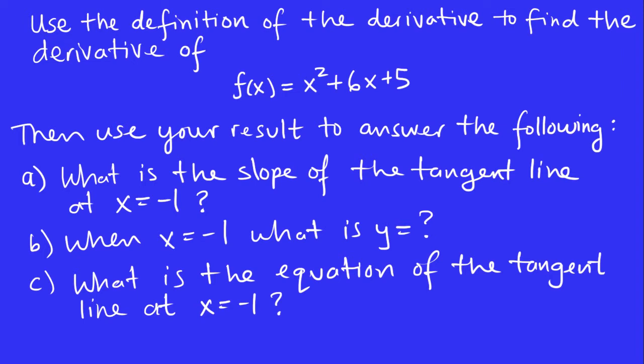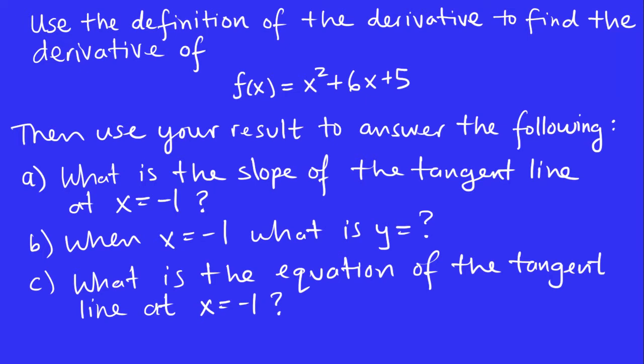And then once we have that derivative, namely 2x plus 6, we need to answer some questions here, A, B, and C. How do you find the slope of the tangent line at x equals -1? Well, our derivative is really a formula for the slope of a tangent line. So to answer A, all we're going to have to do is to substitute x equals -1 into the derivative. And then after that, we'll find the y value that goes with x equals -1. That's question B. And then part C is just to find the equation of the tangent line at x equals -1. So why don't we start?